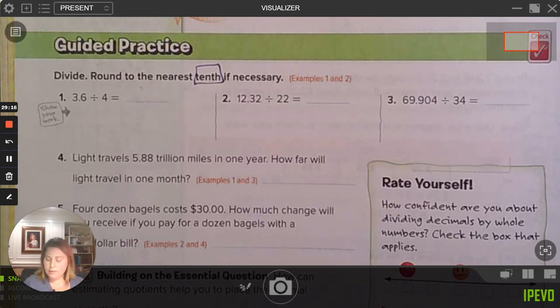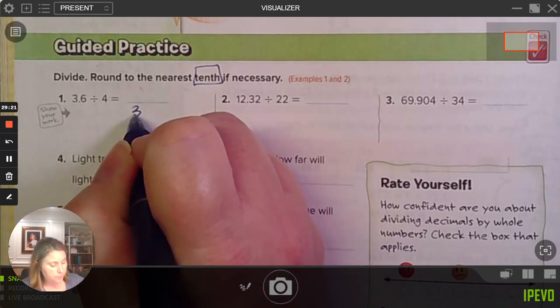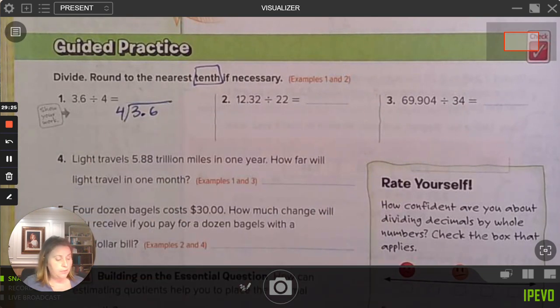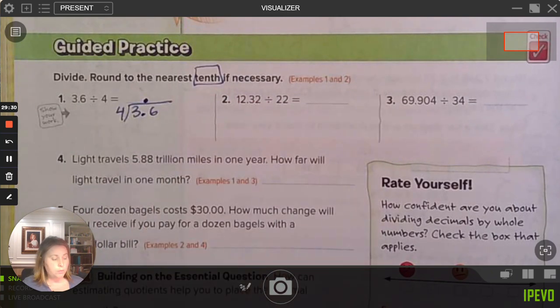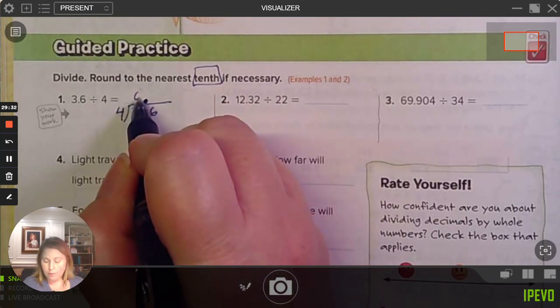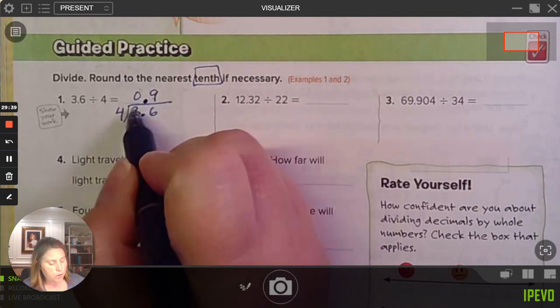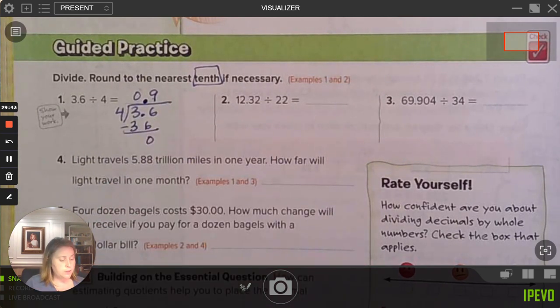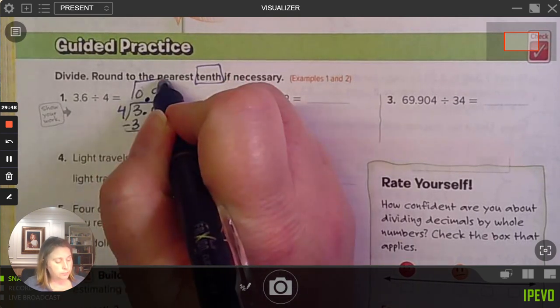So we have 3.6 divided by 4. Okay, 3.6 divided by 4. We bring our decimals straight up. Does 4 go into 3? No, it does not. So above the 3, I write a 0. Does 4 go into 36? Yes, it does. It goes in 9 times. 9 times 4 is 36. We're finished. We have nothing left. We have 0, and we have nothing to bring down. So our answer is 9/10.